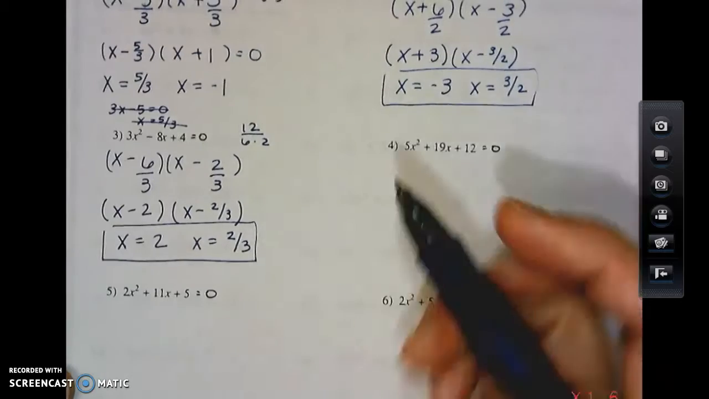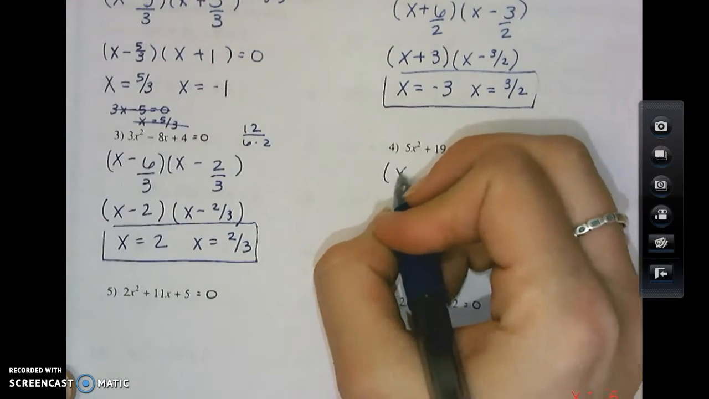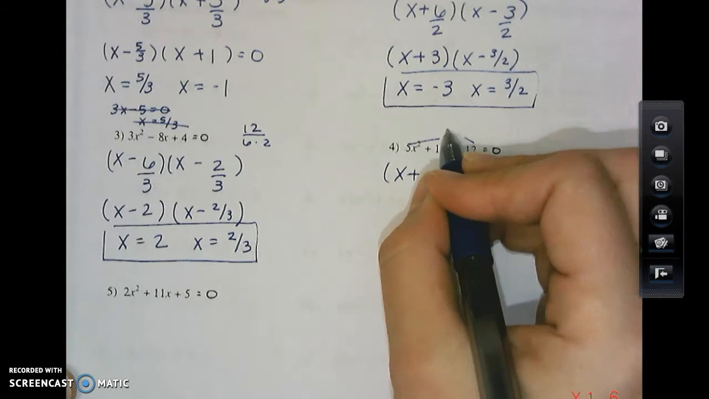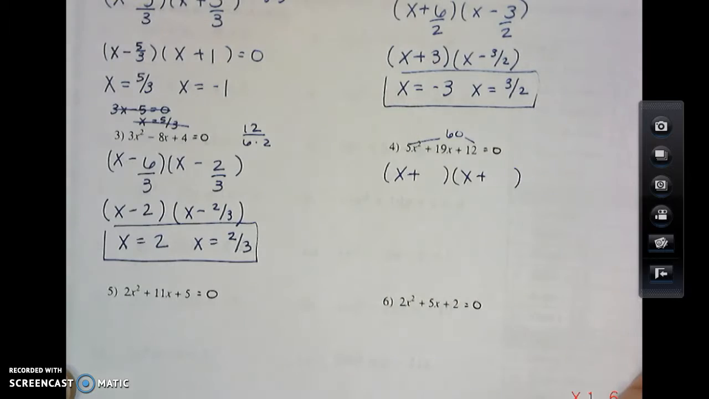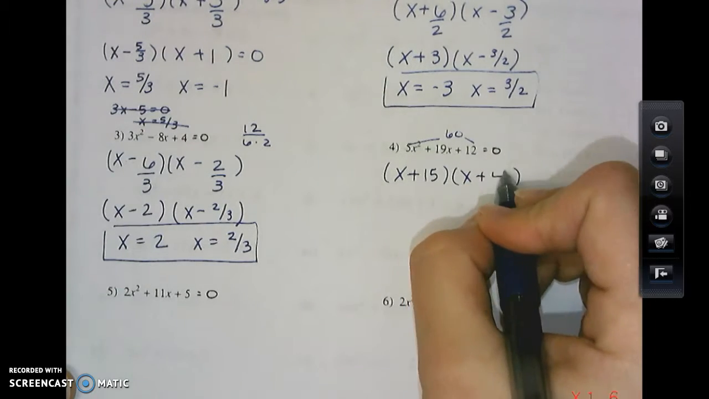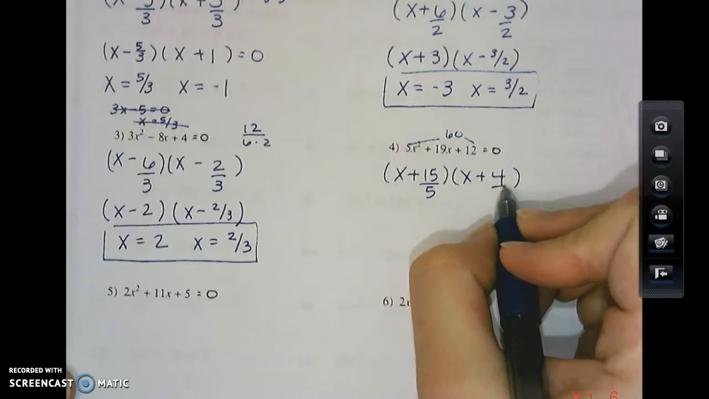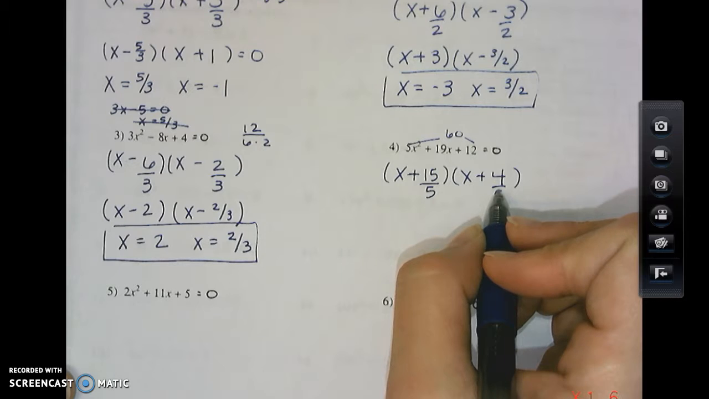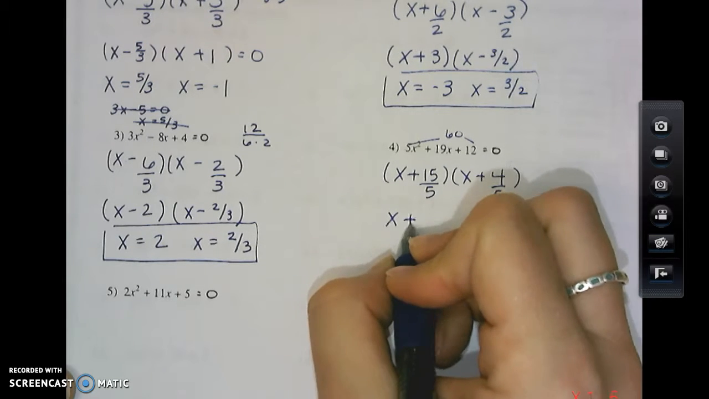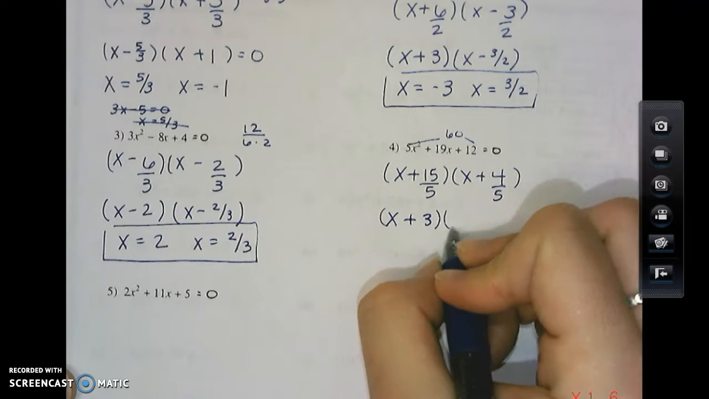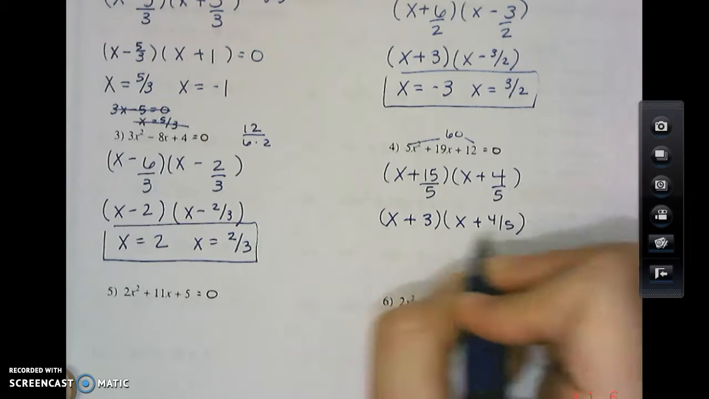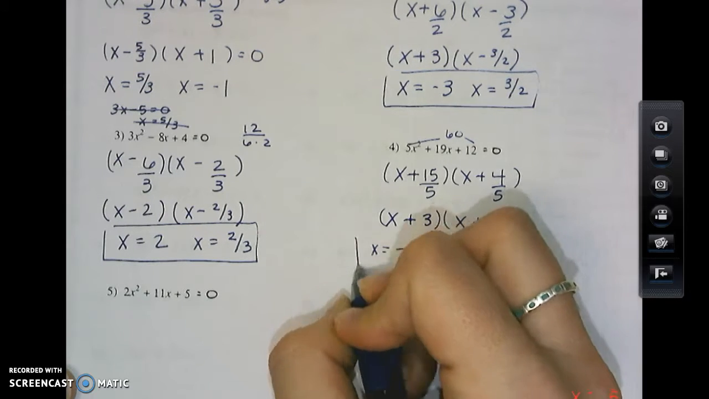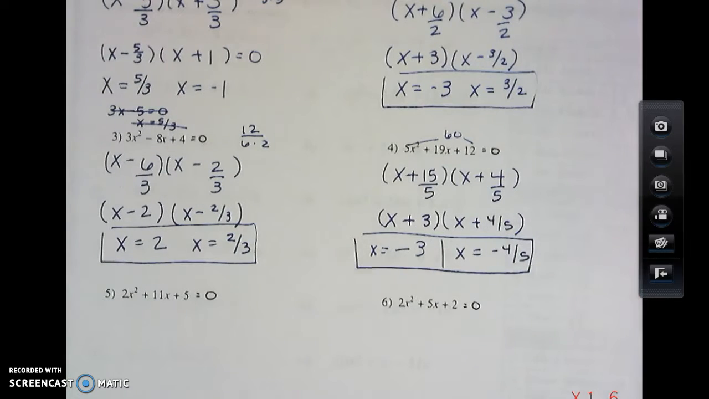All right, one last one. Open up two sets of parentheses, x plus and plus. Take 5 times 12 gives me 60, so factors of 60 that add to give me 19 is going to be 15 and 4. And then divide by my a value. Just don't forget to do that dividing by the a value. That's the part that most students forget to do. So this is x plus 3, and this is x plus 4/5. Flip the sign, and we get x equals negative 3 and x equals negative 4/5. Those are your two solutions, okay?